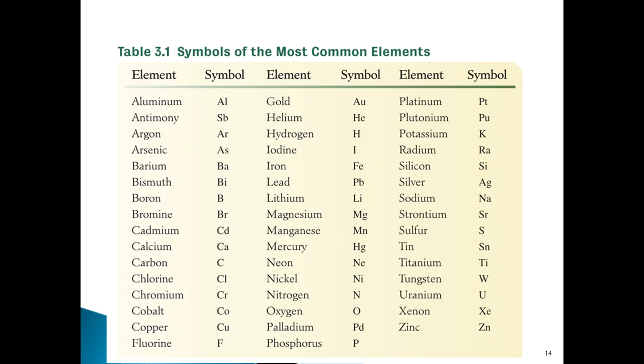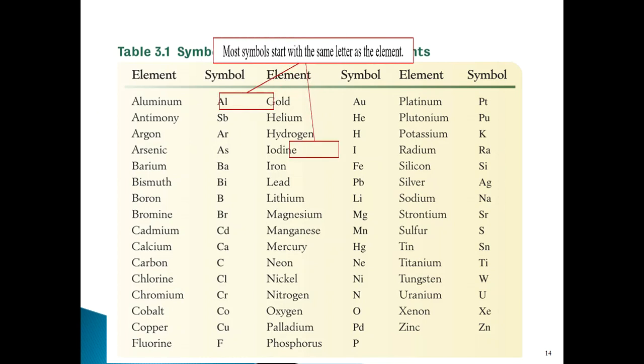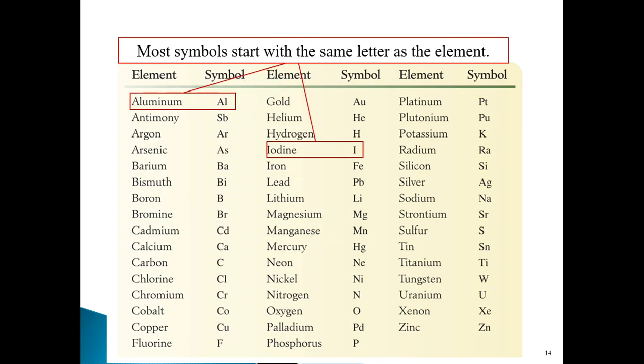Now, this here is a list of the most common elements that you will encounter. And what you're going to see is that in some cases, in fact, in most cases, most symbols start with the same letter as the element. So that can be seen in these two cases, aluminum and iodine. The symbol for aluminum is Al. The symbol for iodine is I. The symbol for hydrogen is H. The symbol for helium is He, and so on.